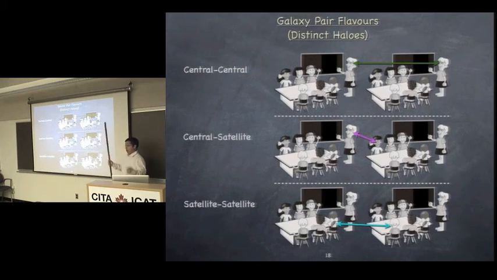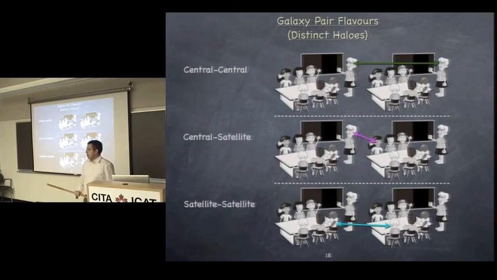Or you can have more funky cases in which you have a halo there and maybe he's the center of that halo and I have my satellite here, and my satellite is interacting with him. Or it might be the case that I'm a central galaxy in my halo, and she's a central galaxy in her halo. I have a satellite, she has a satellite, and those two satellites are talking to each other. So these students are chit-chatting and not paying attention. So these are really strange configurations.